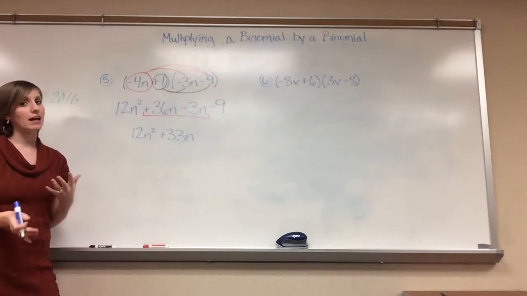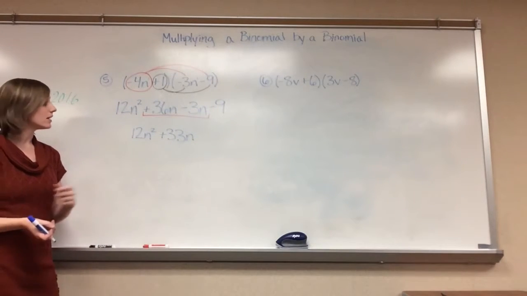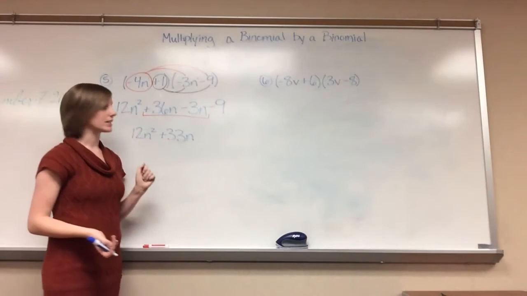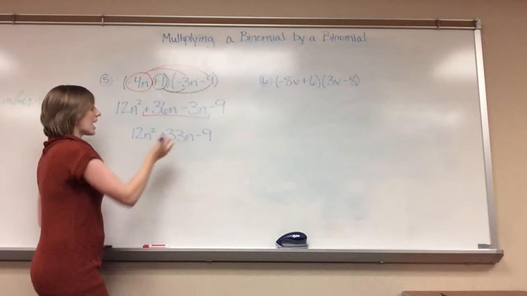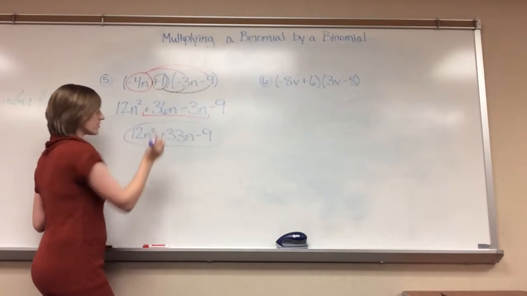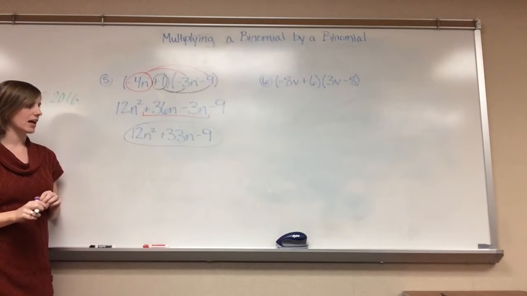Okay, the only time you add exponents is when you're multiplying. You don't add the exponents when you're adding and subtracting. The minus 9 stays the same because it's not a like term. And this is our answer, 12n squared plus 33n minus 9.